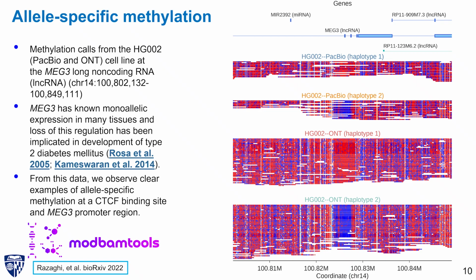With long-read sequencing, shown with PacBio on the top and with ONT sequencing on the bottom, we see the same behavior where the red indicates methylated and blue indicates unmethylated. You can clearly see that haplotype 2 is unmethylated at both these locations. And again, this is a CTCF binding site. It's part of a regulatory region that's actually helping to control what's happening.